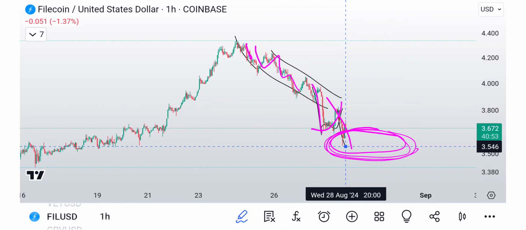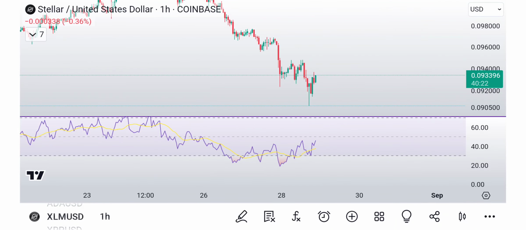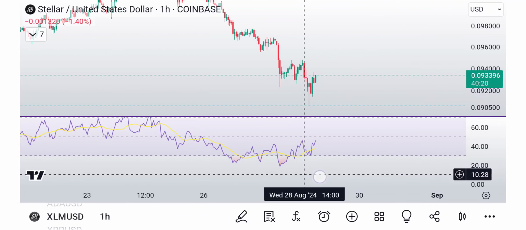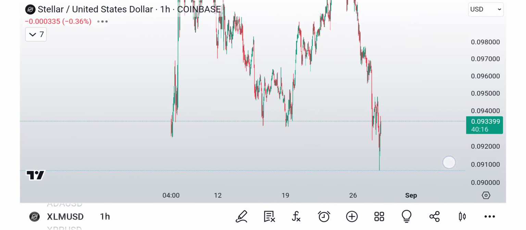So, looking at both of them, it's the same kind of thing: bottleneck, drop down, pull back up, drop down. So that should be the bottom if that fractal is going to hold true. We'll see. XLM's looking pretty decent here. Oversold on the 1 hour. Got some bullish divergence here.